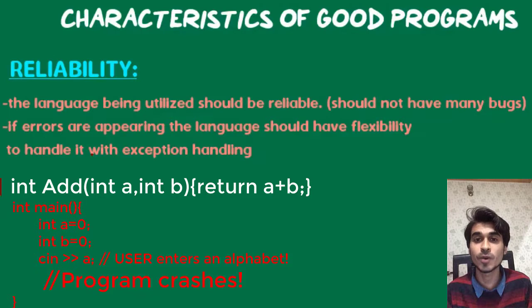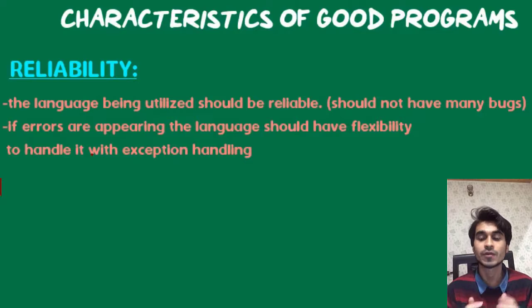The output should be please enter a number. It shouldn't crash. It should tell the user in a very friendly manner that they are supposed to enter a number, not of this type. It shouldn't just go on to crash. This isn't a trait of a reliable language. So you can avoid this crash by doing exception handling.